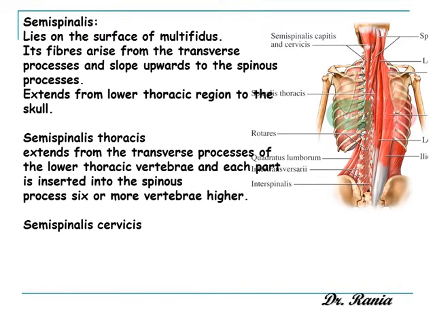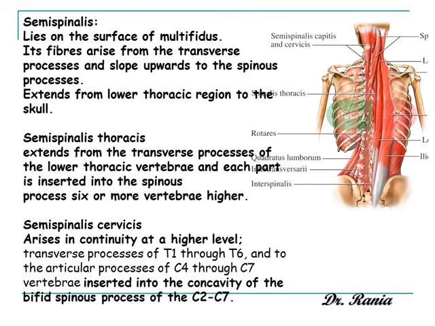Semispinalis cervicis arises as a continuity but at a higher level than semispinalis thoracis. It starts from the transverse processes of the upper thoracic vertebrae, from the first thoracic till the sixth thoracic, and also the articular processes of the cervical vertebrae, and is inserted into the spines of the cervical vertebrae, starting from the second one till the seventh one, in the concavity of the spine.